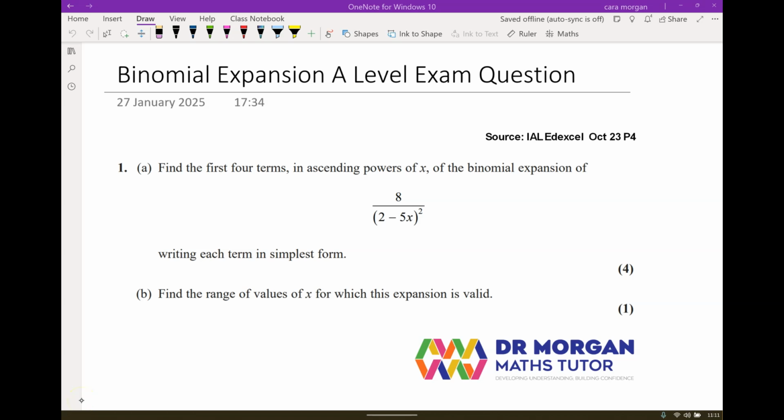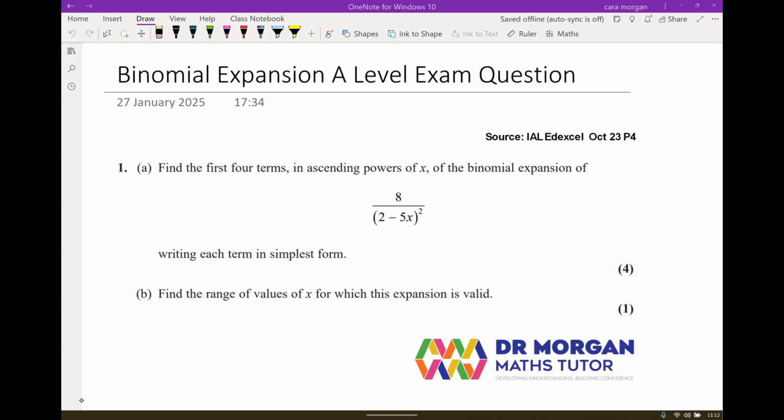In this video today, I'm going to be walking through how I would answer this question on the binomial expansion, which I took from an A-level exam. It might be wise, if you want to work through this yourself now, to pause the video and then unpause it when you've finished, and then you can see my worked solutions and mark it with me.